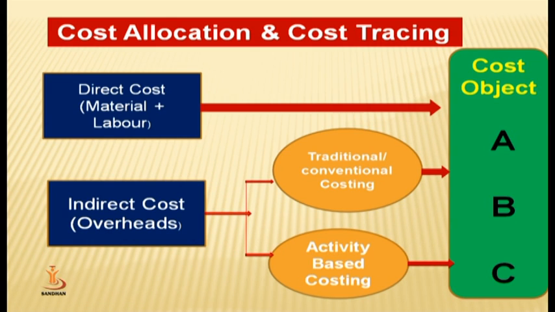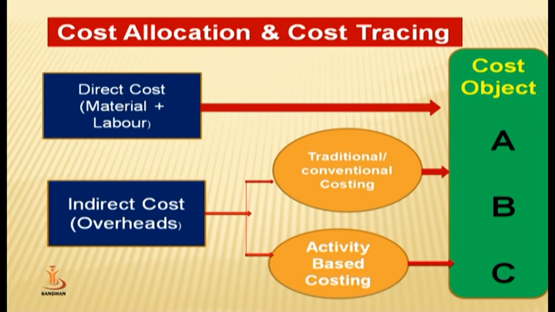Direct material and labor, as I told you, are directly traced to the cost object. Let us say, for an example, there are 3 products manufactured in a company: product A, product B, and product C. Whatever the material and labor expenses incurred, they are directly allocated and traced to these 3 products.